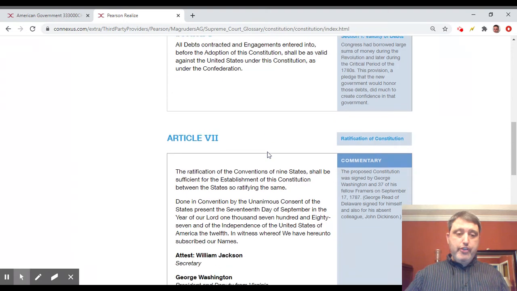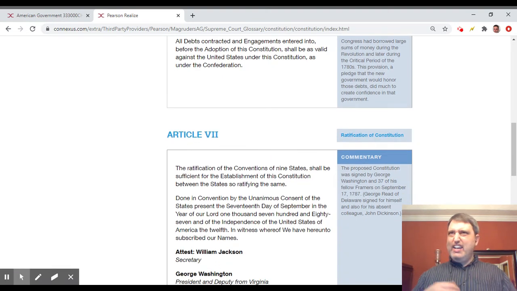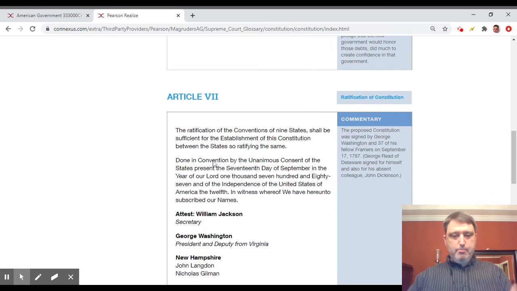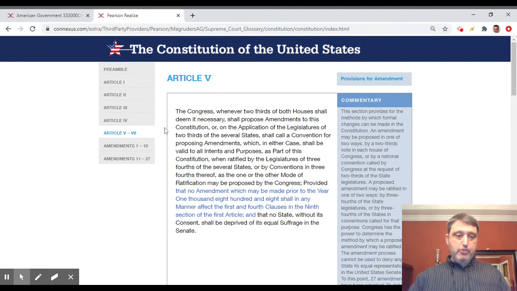And then Article 7 is almost like a housekeeping measure, meaning it's designed to explain how the Constitution itself is going to be ratified. So it outlines the procedures for ratification, and it's actually the part where there are signatures. Okay, so there's your 7 articles of the Constitution. And then we get into the amendments.